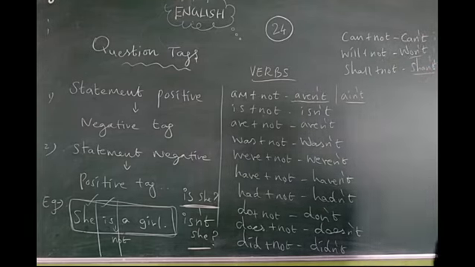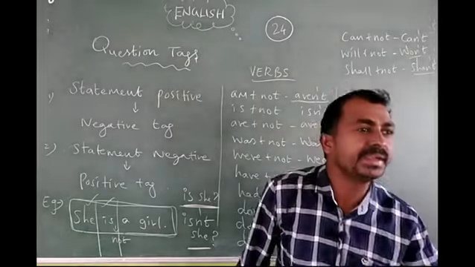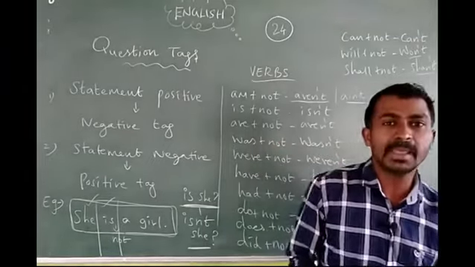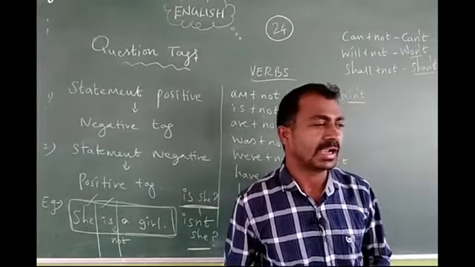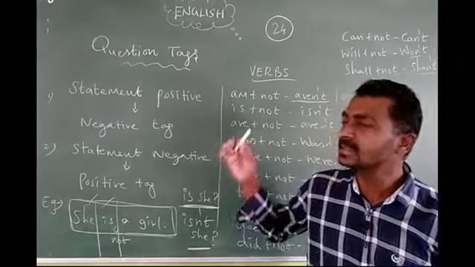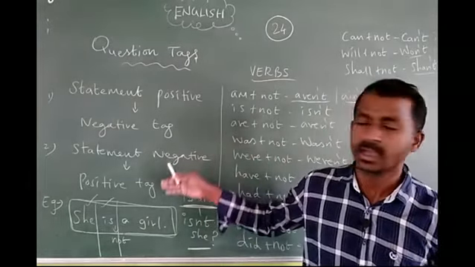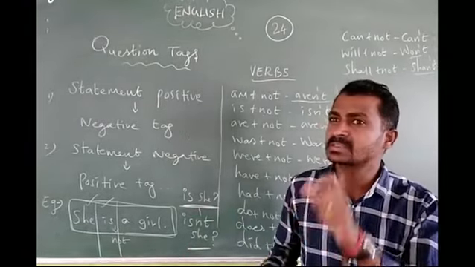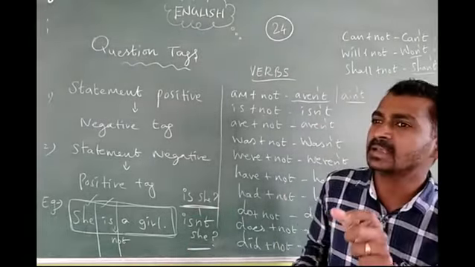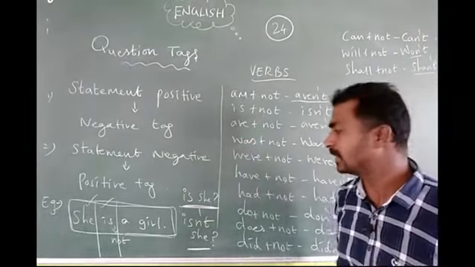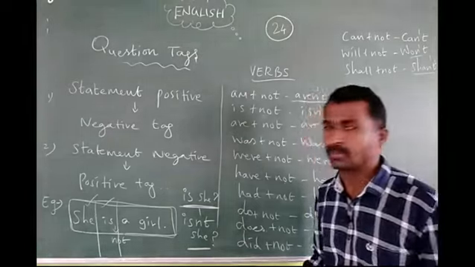And the remaining ones, for example: could plus not, couldn't; would plus not, wouldn't; then may plus not, mayn't; and might plus not, mightn't. Like that we have to write. Let us see one by one, no problem. I am going to write the examples. How does it become in the question tags? To a statement, we have to add a short question at the end of the statement. Let us see one by one.